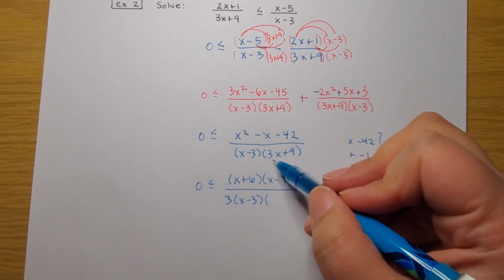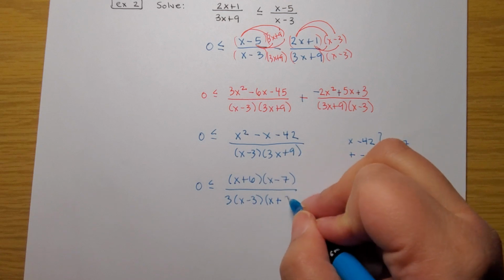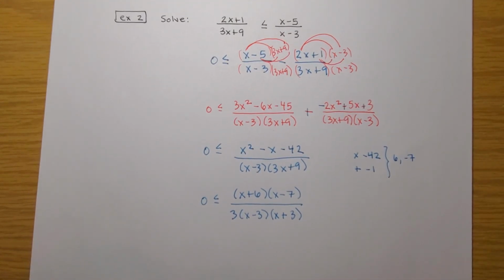And when I do that, this is going to become an x. And then factoring a 3 out of 9 gets me a 3. Whew, okay, we're looking good.